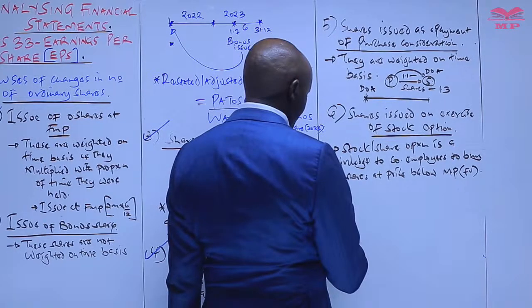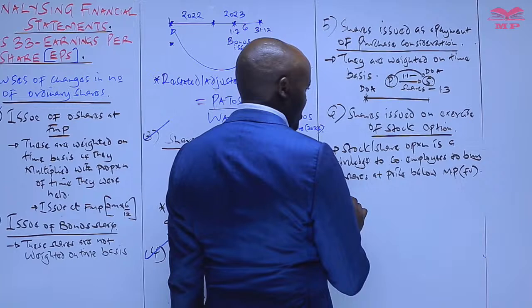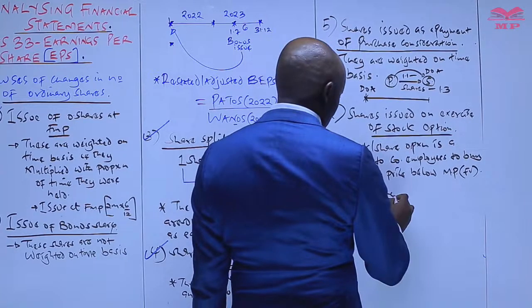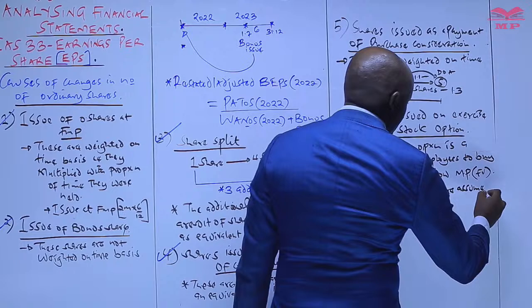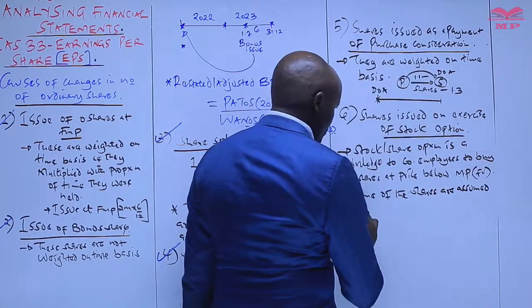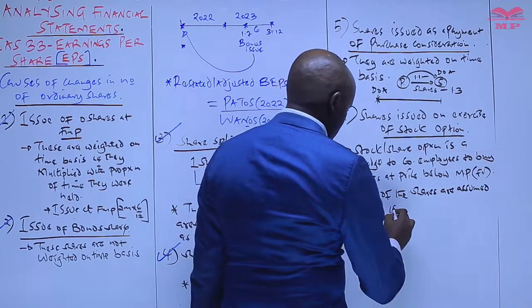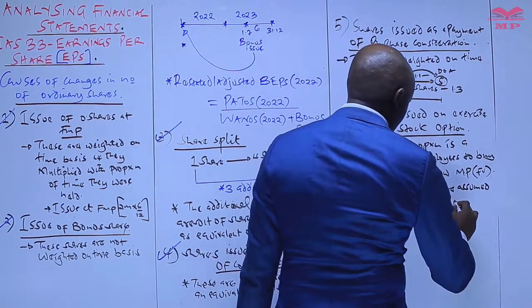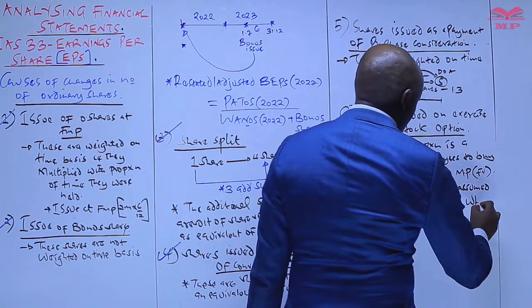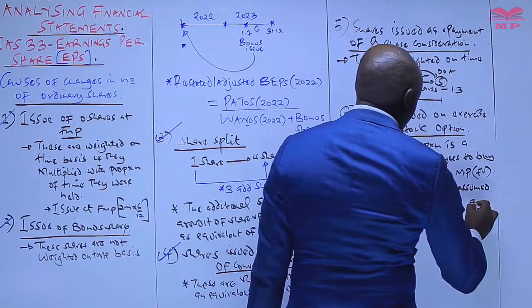So we can say some of the shares are assumed to be issued at full market price, and others at nil consideration.